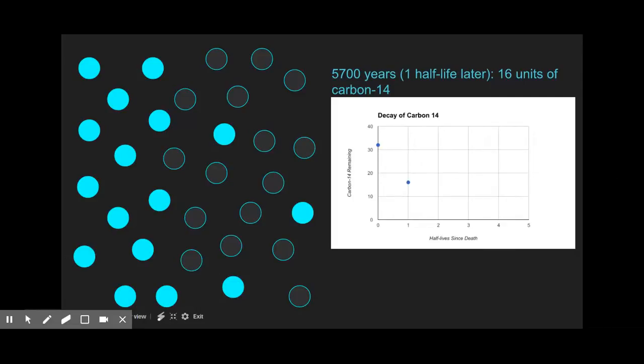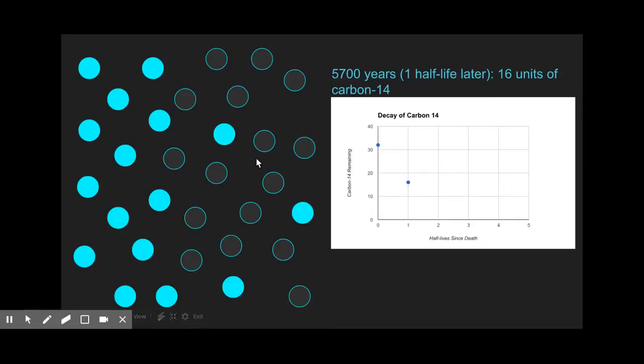5,700 years later, which is 1 half-life, 16 units of carbon-14 remain. So that is exactly half. In fact, you can compare the height on the graph. After 1 half-life or 5,700 years, we now have 16 units of carbon-14 compared to the 32 we started with, and this is right at the halfway mark compared to the 32. So half of what was there had decayed.